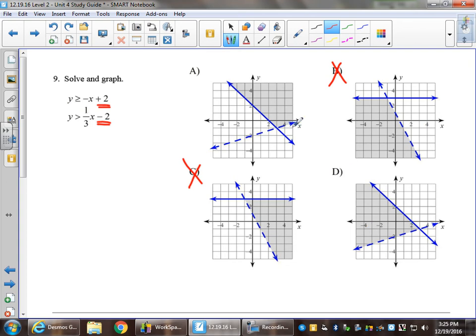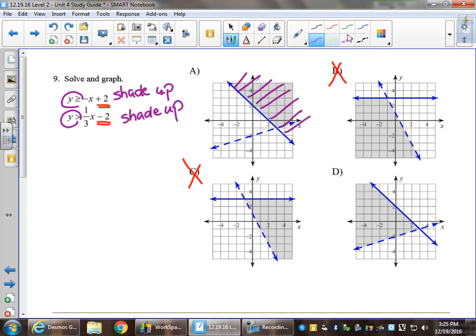If I look, solid, solid, dash, dash, there's no difference there. So now I do need to actually reason on the shading. Greater than or equal to means, or just the greater than part, shade up. And y is greater, that also means shade up. So visualize a blank graph. Shade up, shade up. That is my shaded region. So I'm thinking it's A, because notice that's where my shading overlapped.